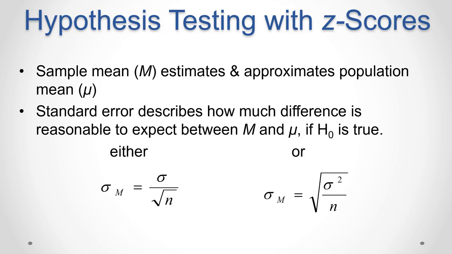Remember that standard error, sigma m, is equal to population standard deviation, sigma, divided by the square root of sample size n. Standard error, sigma m, is also equal to the square root of population variance, sigma squared, divided by sample size n.